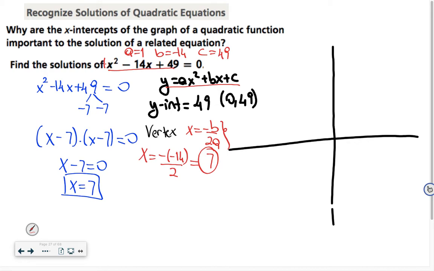How am I going to find the y-coordinate? You need to substitute this into the function. So the y-coordinate is 7 squared minus 14 times 7 plus 49.